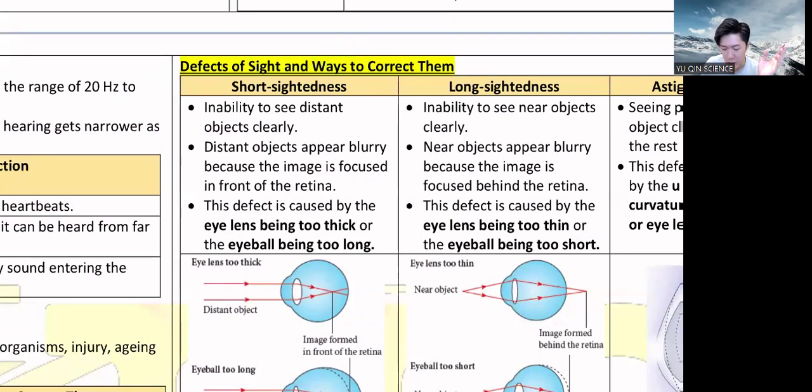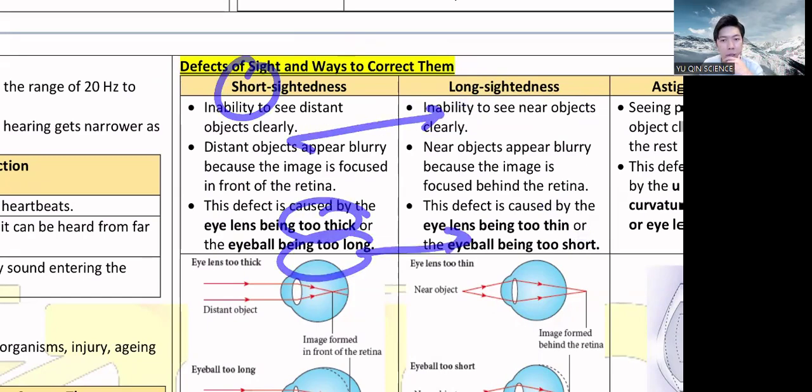Remember that. So opposite, very weird one. Just remember this way. Long-sightedness means you cannot see near things, but you can see long or far. So the problem is too thin and too short, opposite. It's actually very simple. You just memorize one, then everything else is opposite.